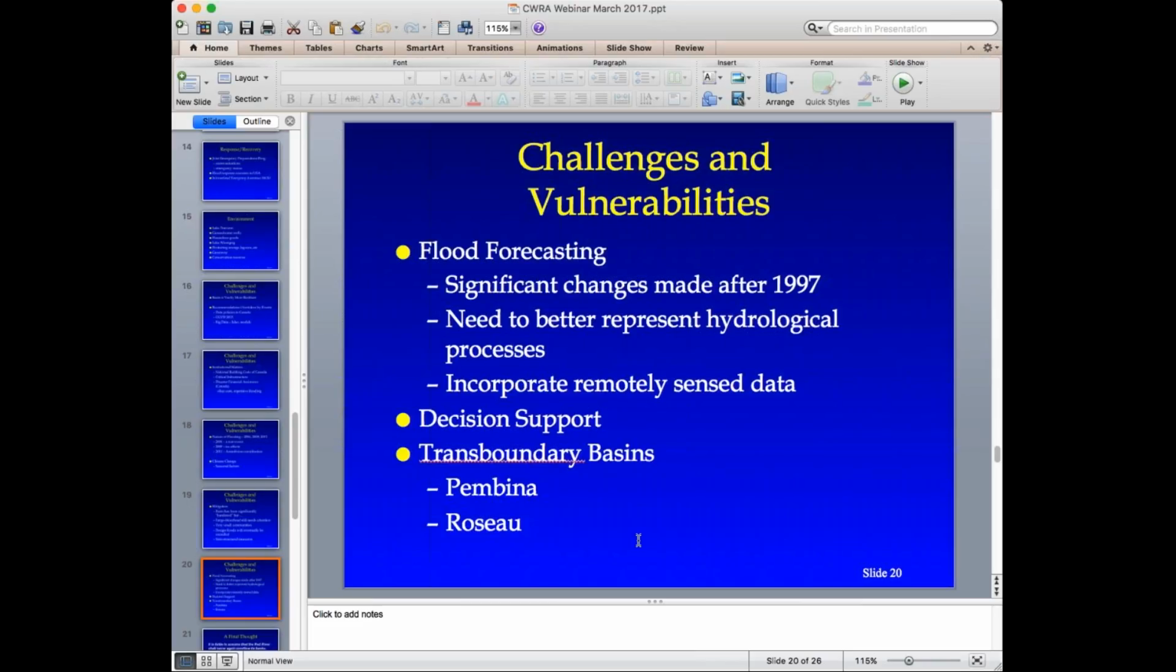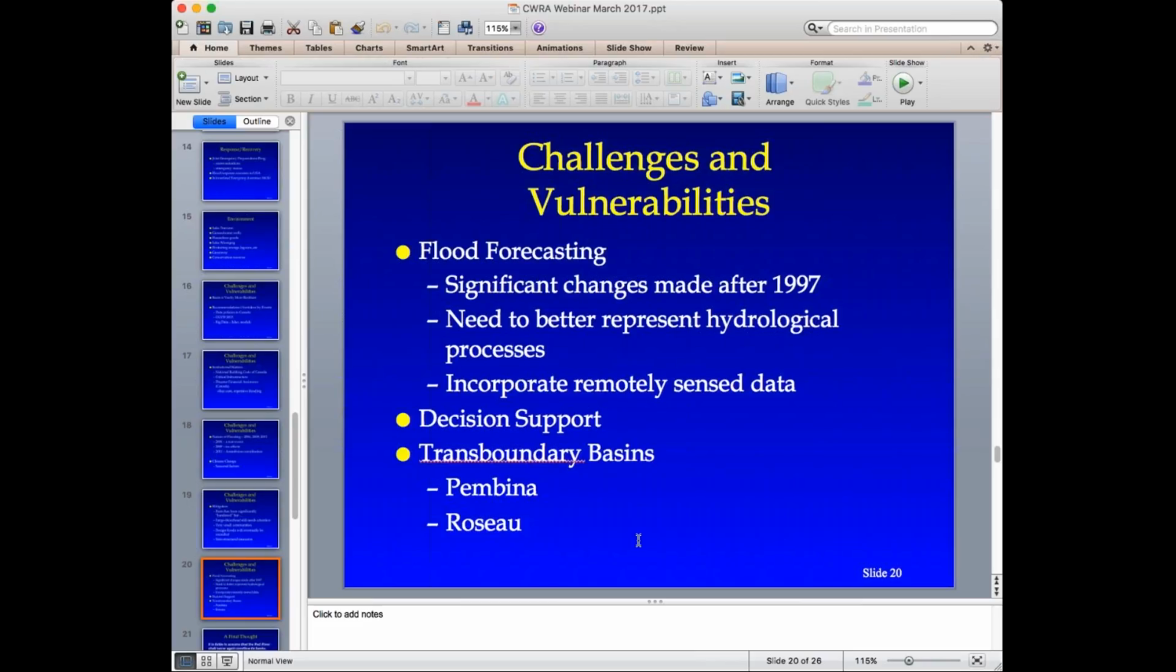There's also an issue of transboundary basins, and some of you may have heard there are two transboundary basins, tributaries to the Red River flood basin. One is the Pembina River, which rises in Manitoba, loops through the U.S., and joins the Red River just south of the Manitoba boundary. And then the Roseau River comes in from the east, rises in Minnesota, and comes through into Manitoba.